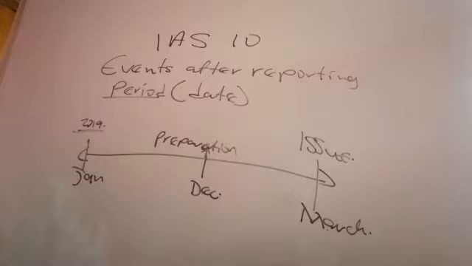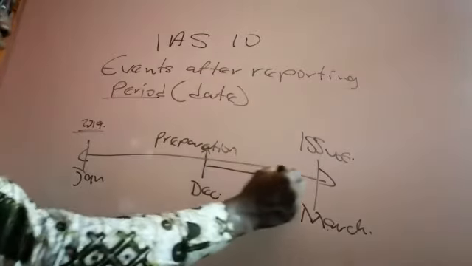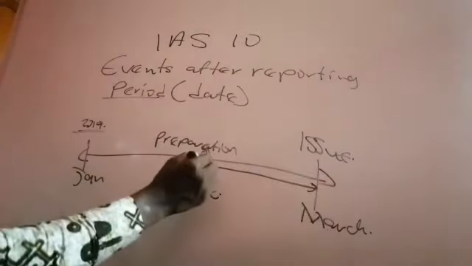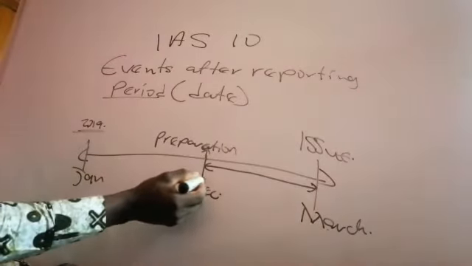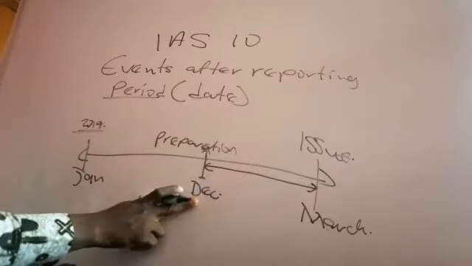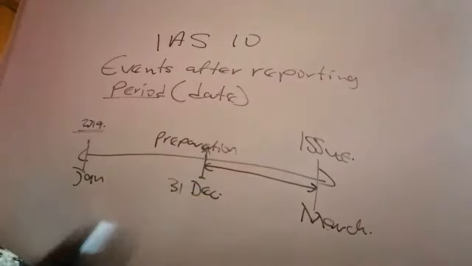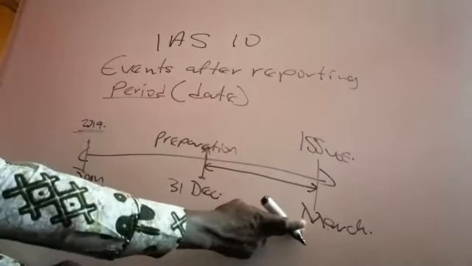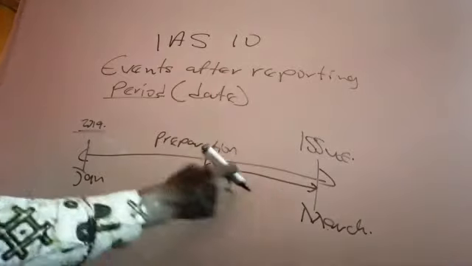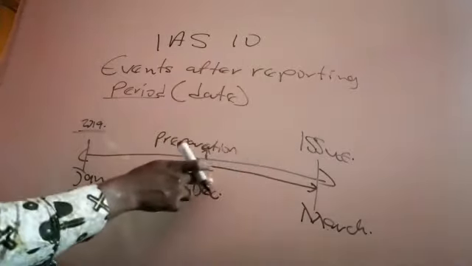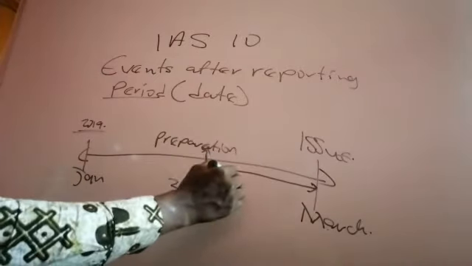Now, what do you think will happen? Transactions will occur. So transactions which occur between the day that you prepare the financial statement, the date at which the financial statement is prepared, which is 31st December, and the date at which the financial statement will be published or issued for general public consumption. Good. So any transaction which occurs between these two periods is called an event after reporting.